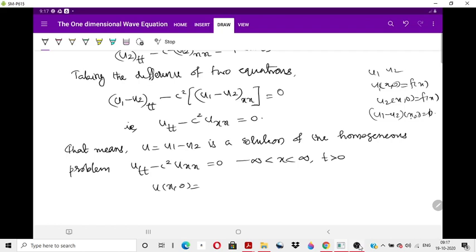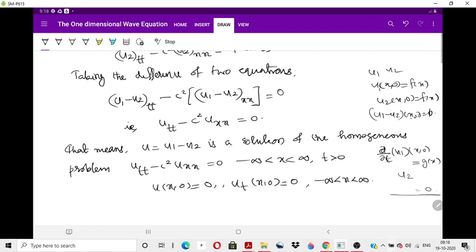Similarly for the second condition, ∂u1/∂t at (x,0) is given as equal to g of x, and similarly the same for u2, then for their difference it will be equal to 0. So the initial conditions for the homogeneous equation for which u is a solution will be u at (x,0) equal to 0 and ut at (x,0) is equal to 0, where minus infinity less than x less than infinity.